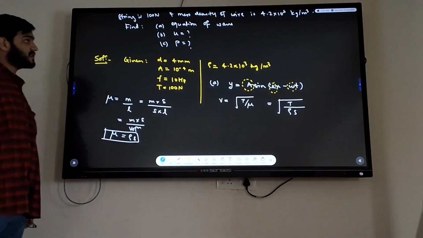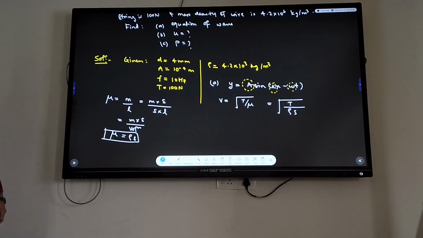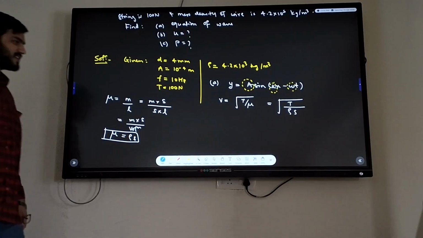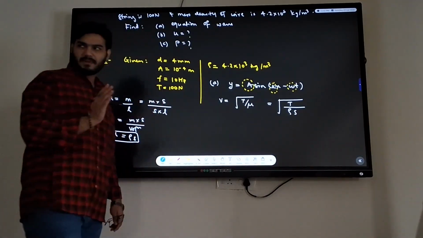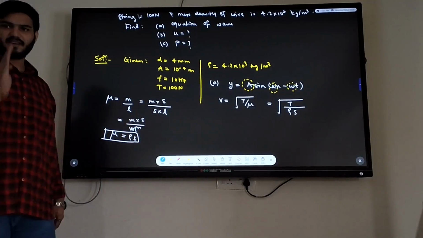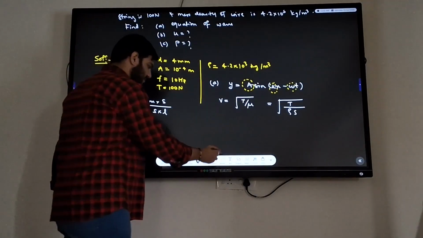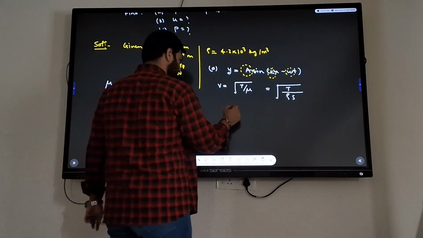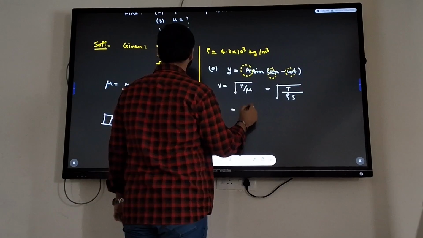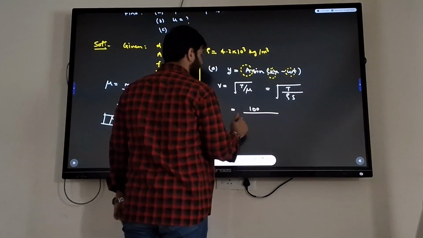And what is the cross sectional area of the wire? Tell me, what will it be? Come on, what is the area of a circle? Say it. Don't you know what cross sectional means? You don't know? Cut it. Then what is the tension given to be? 100, and how much is rho?